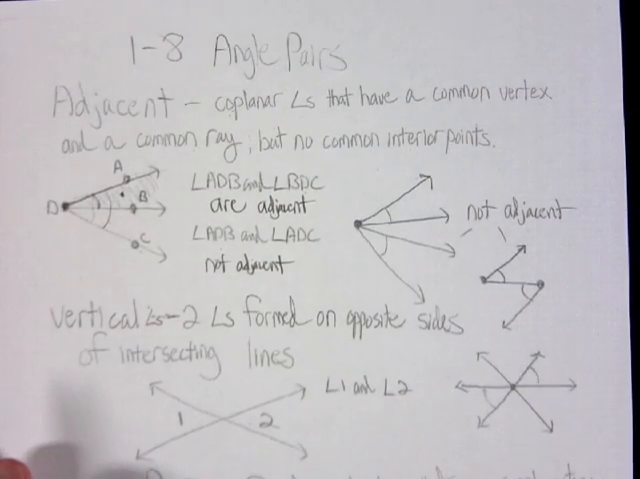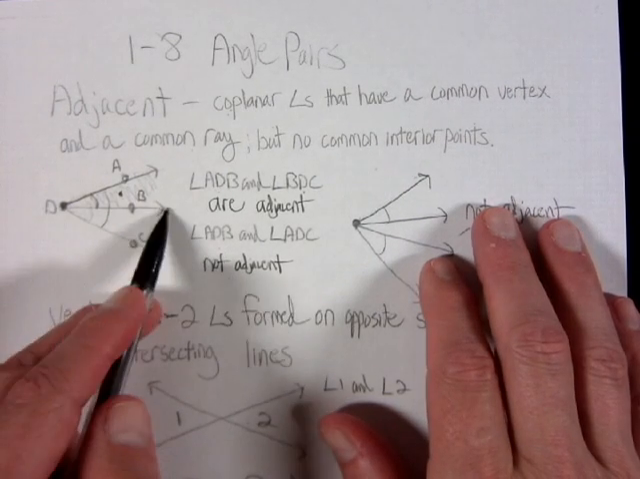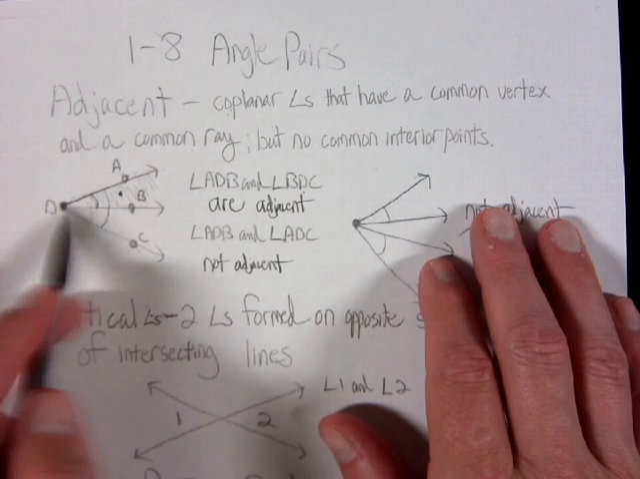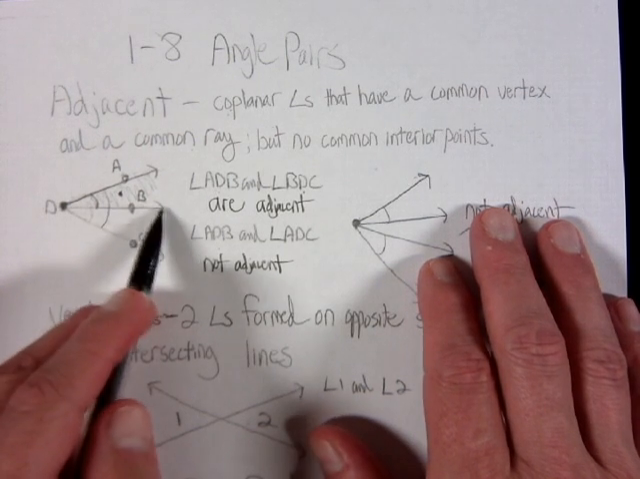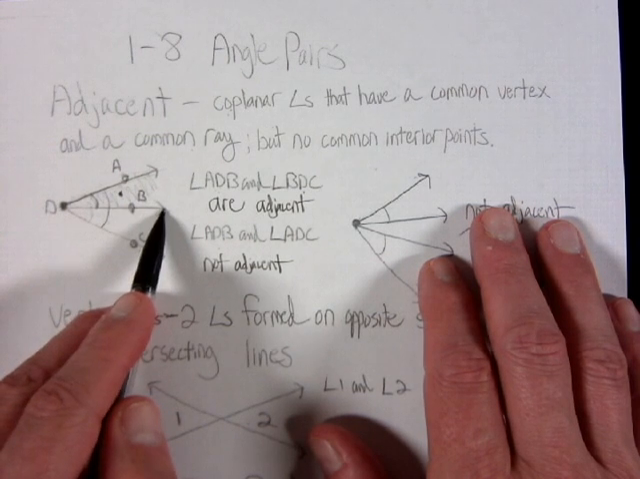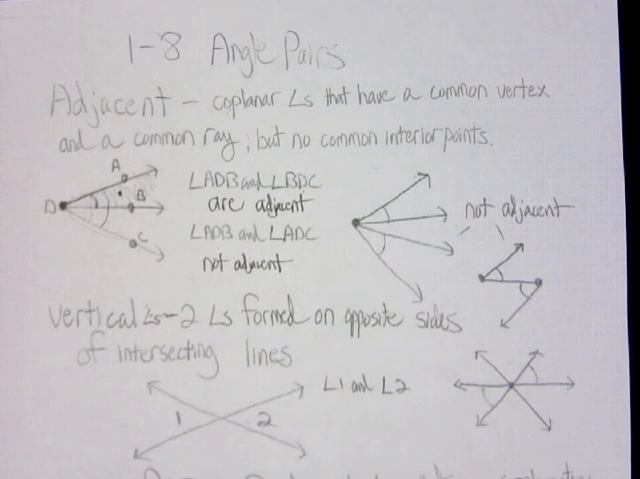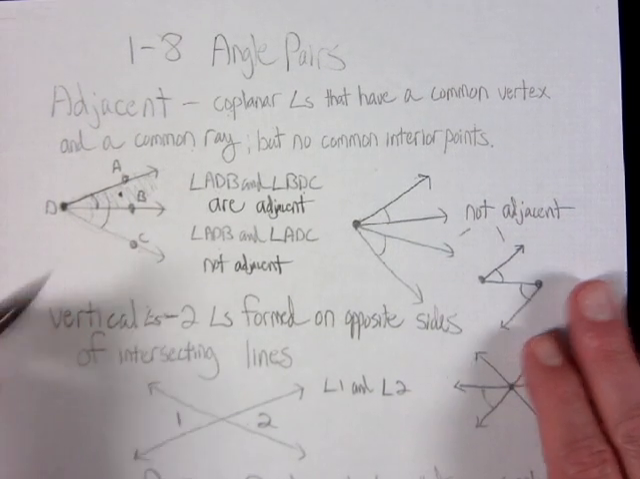The easiest way to think about adjacent is they've got to be right next to each other with no gap and no overlap. No gap, no overlap. So in other words, if this is one angle, the other angle needs to start right here at this side and then continue this way. That's the easiest way to think about adjacent. They're together with no gap and no overlap.